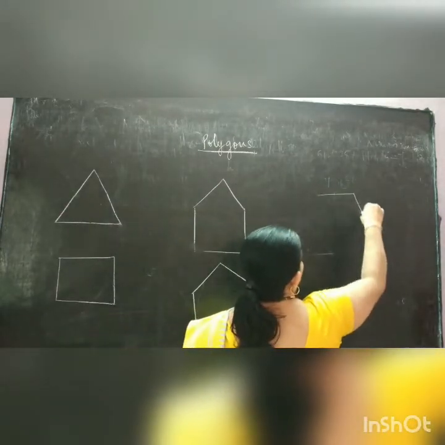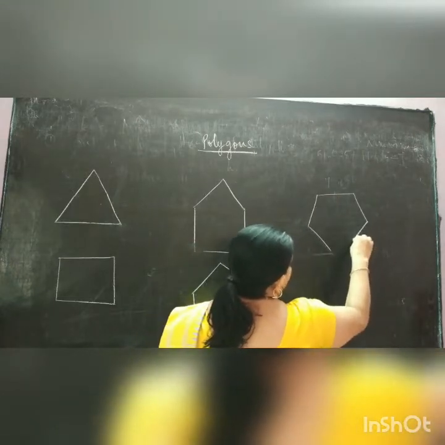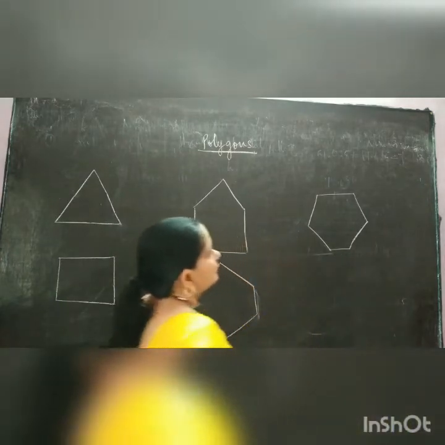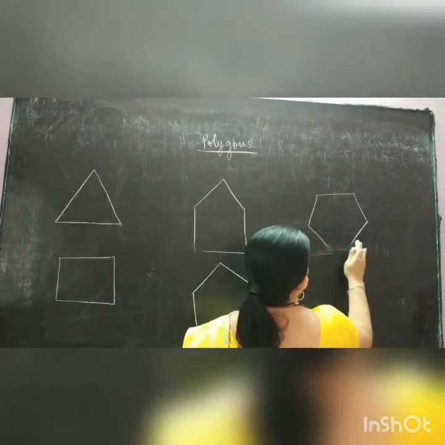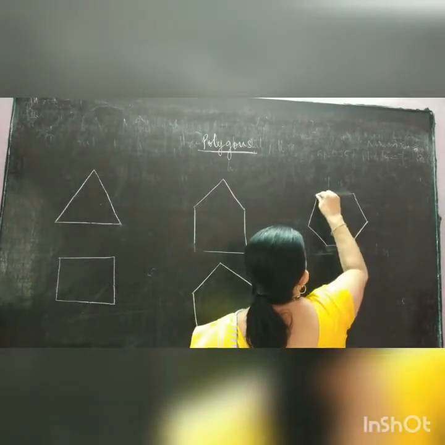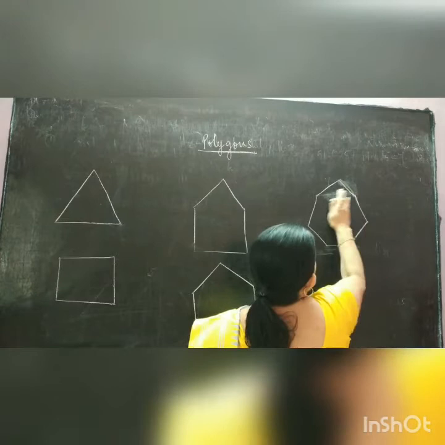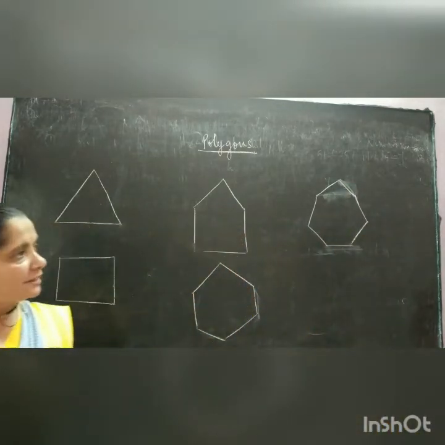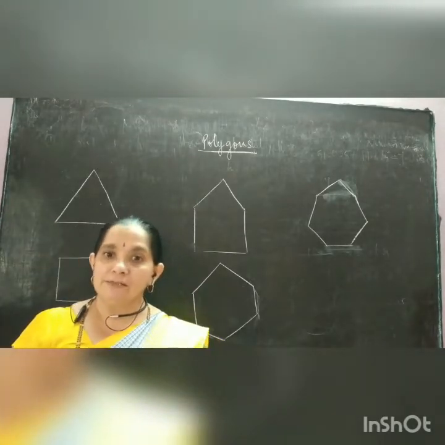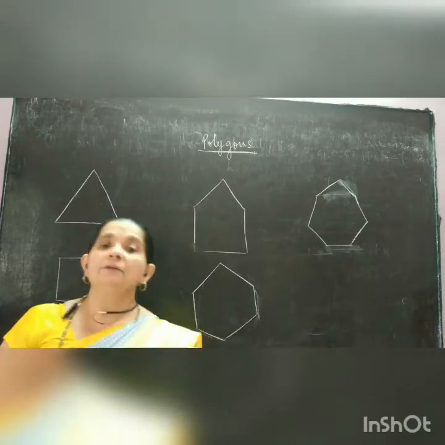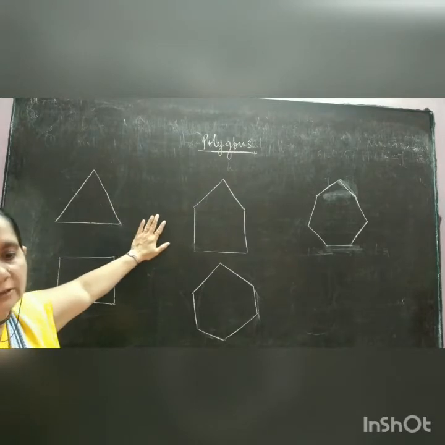So here 1, 2. Oh, this is 6 only. So one more side I have to draw here. Okay, fine. Heptagon, 7-sided figure. Then 8-sided figure is octagon. 9-sided is nonagon. Then 10-sided is decagon. So these are the different polygons.